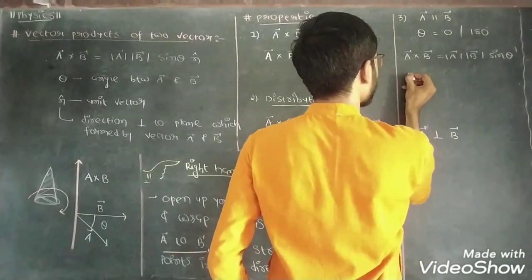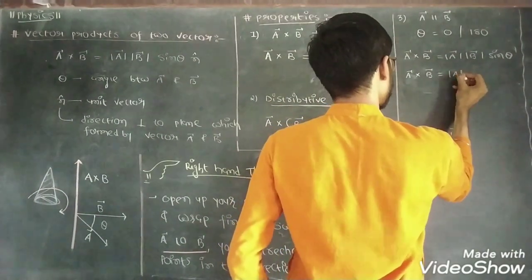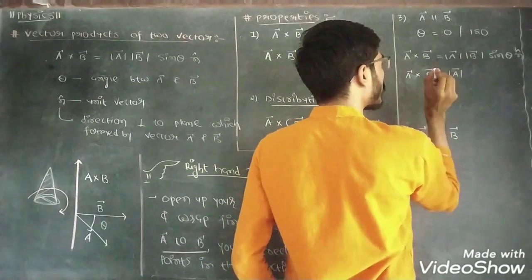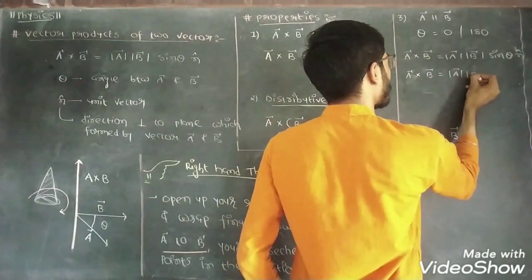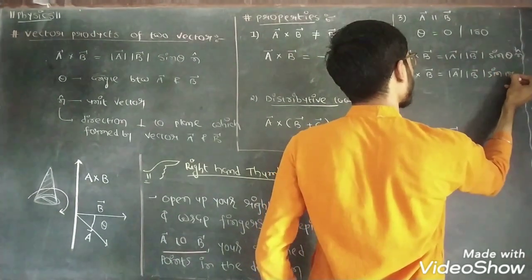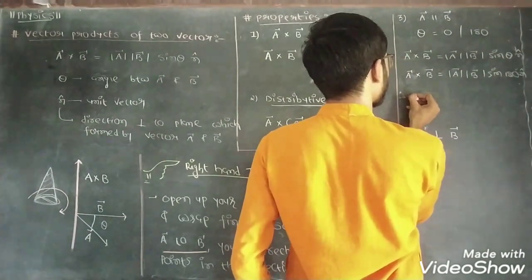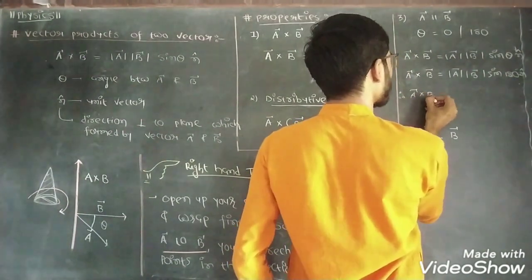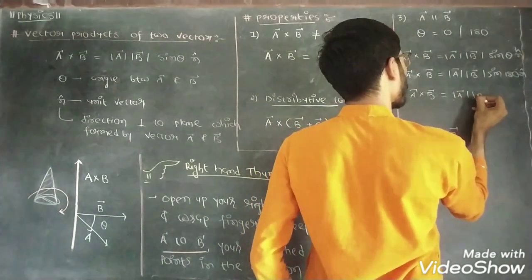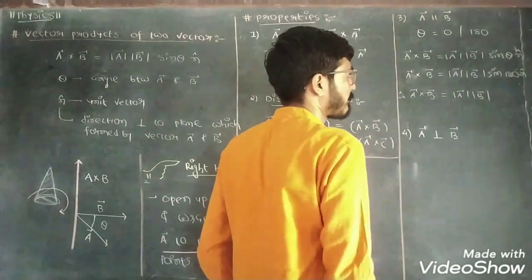Okay, so A cross B is equal to A into B into sin 180 degrees into n caret. So our answer is A cross B is equal to mod of A into mod of B. The value of sin 180 is 0.